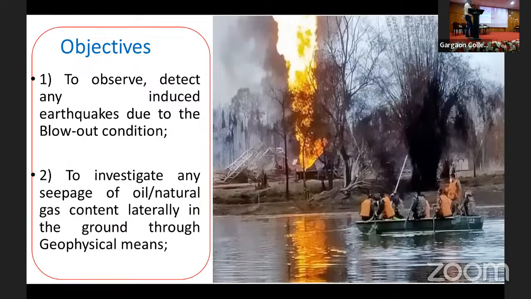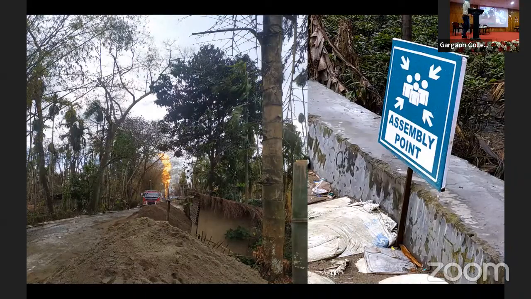So let's see what happened. People have reported that they felt ground vibration. The government of Assam has advised us to contact the site to report whether there was any landslide or something. So the objective of this visit was to observe the effect of the blowout condition, and also to investigate any seepage of oil or natural gas. Photographs were taken, and also video from around 2 or 3 yards away from the site.